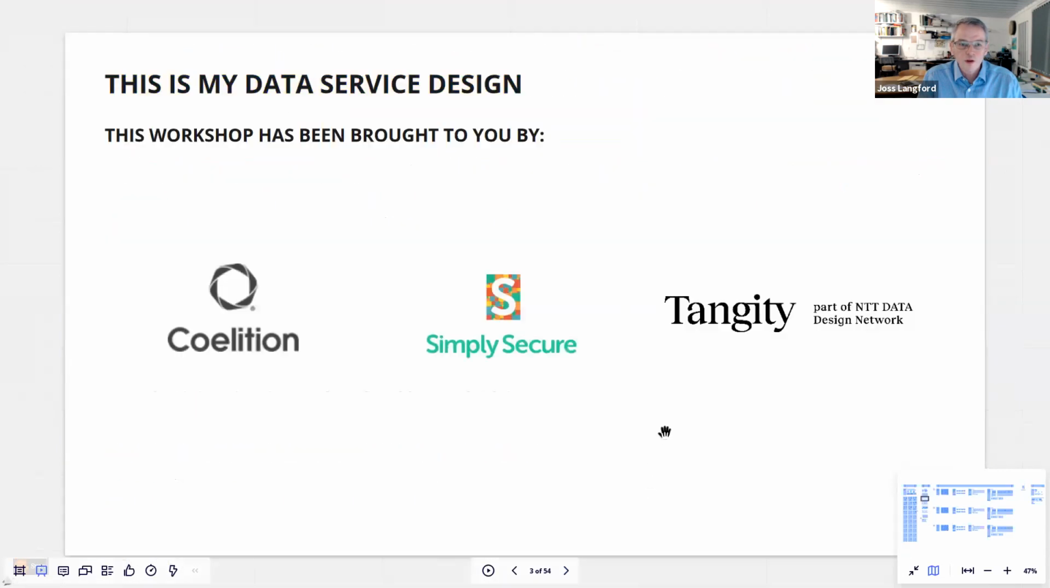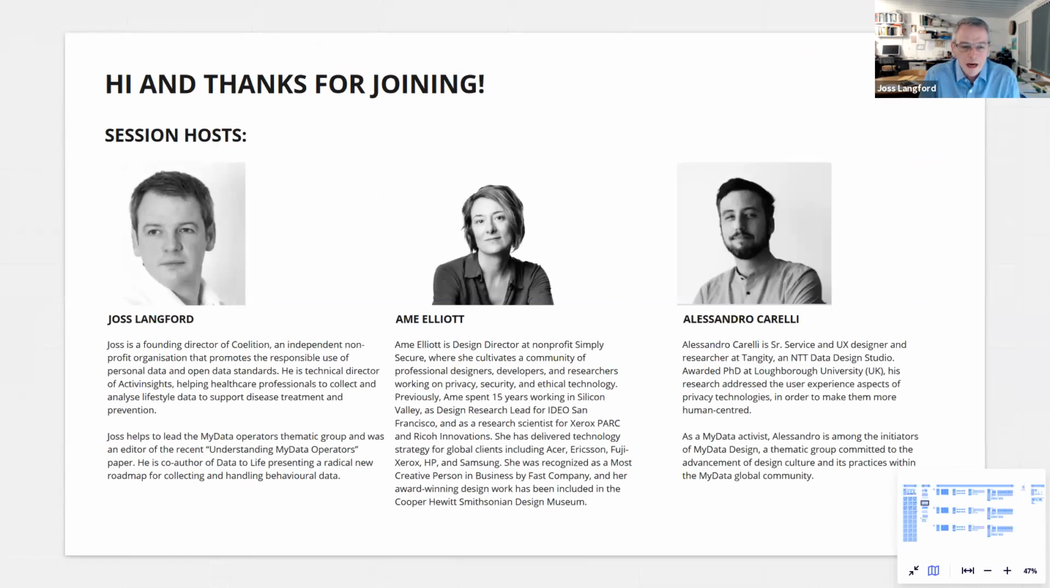First of all, thanks to the 3 organizations that have put up your facilitators for this session today: Coalition for myself, Simply Secure, whom Amy's representing, and Entity Data for Alessandro. On the next slide, all this information is available in the Miro board. There's a little bit of background for the 3 of us. I'm the pretend designer, and there are 2 proper designers with real depth of design experience, and we've used their experience to build this session going forward. So that information is available there for you to have a look at. I'm not going to go through it in detail now.